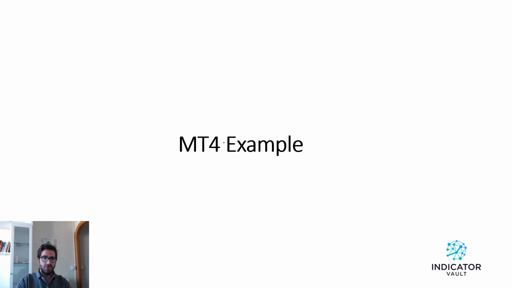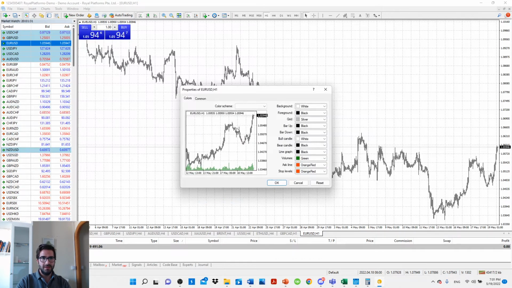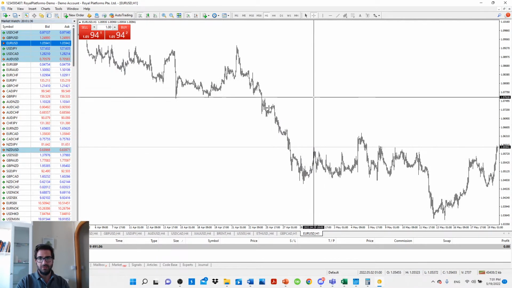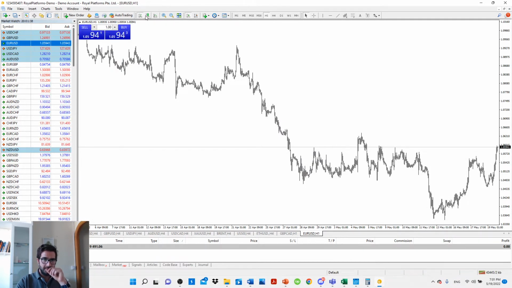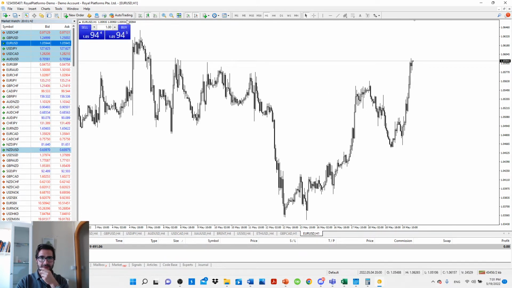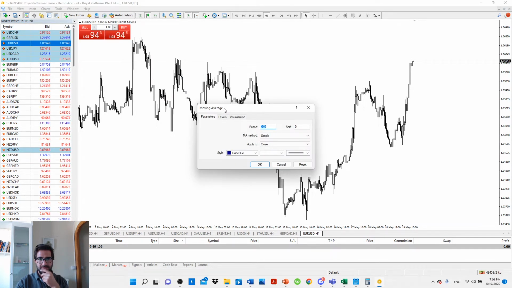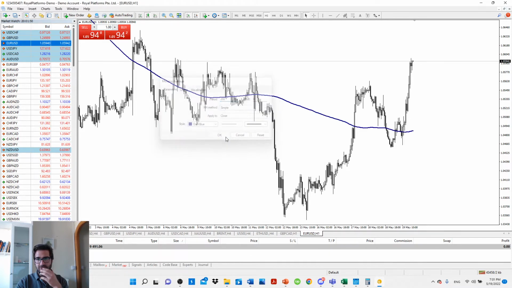So let me show you an example on MT4, how you will see moving average. So here we have Euro USD. Okay, let me make this clear. I will remove the grids. So here we have, we will add an indicator which is moving average. I will show you. So if I go here, this is the moving average. I will use the 200.